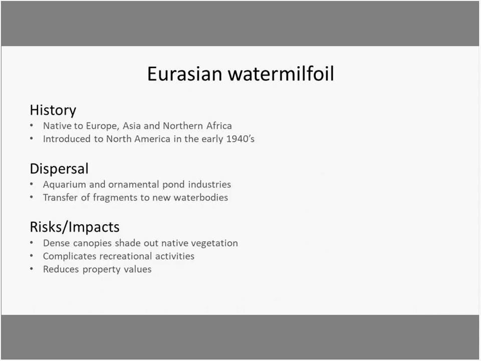It's native to Europe, Asia, and North Africa, and it was first seen in the United States in the early 1940s in Wisconsin, and later in the 1960s in Lake Erie in Ontario. It can be spread through accidental and intentional introductions. So very common in the aquarium and ornamental pond industries, and then when disposed of, they make their way into the waterways.